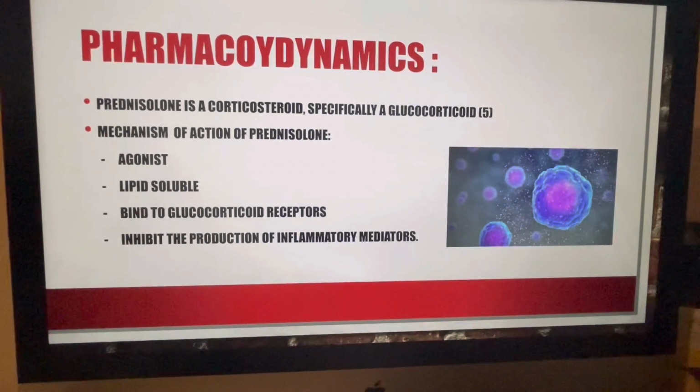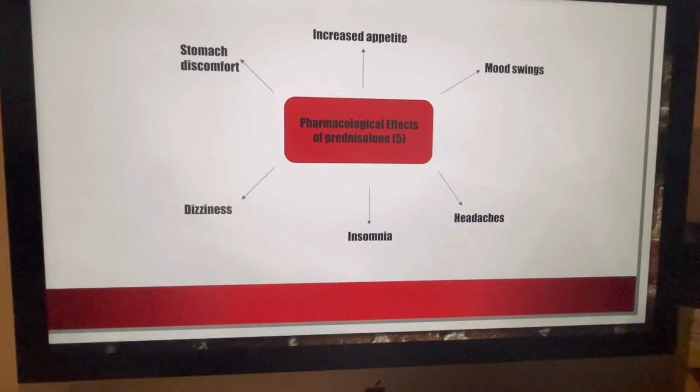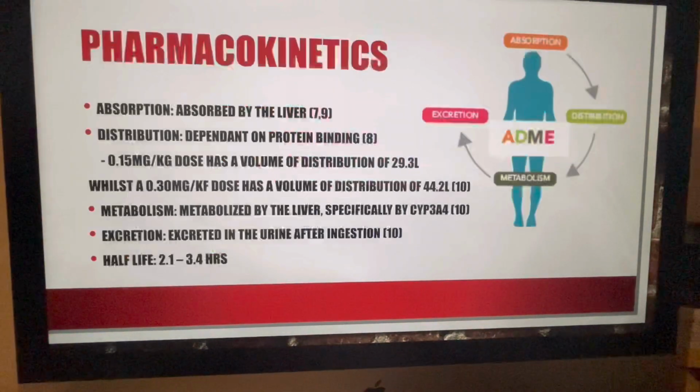George was prescribed this drug for its anti-inflammatory effect. However, there are many pharmacological effects that George will experience while taking this drug. A few are listed here, such as stomach discomfort, mood swings, increased appetite, dizziness, insomnia, and headaches.